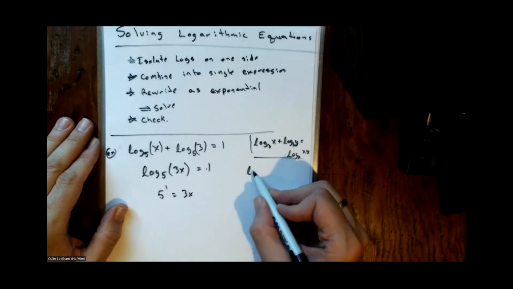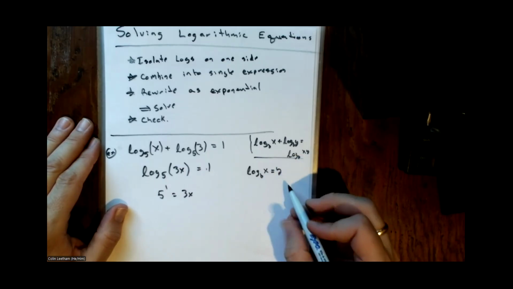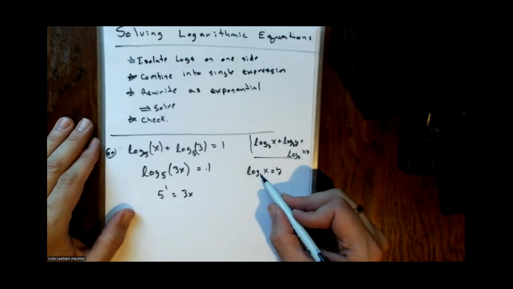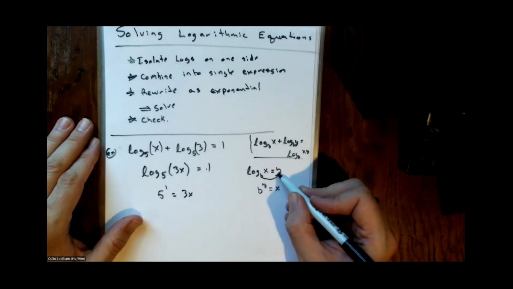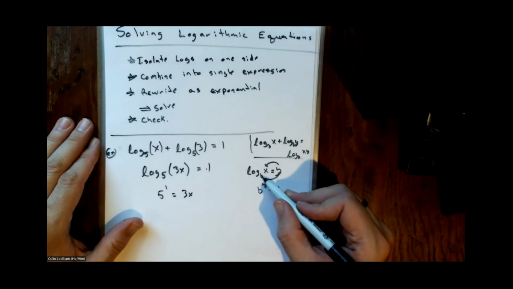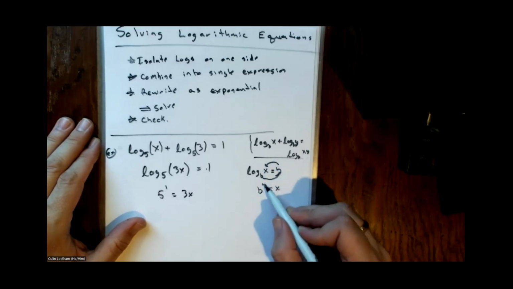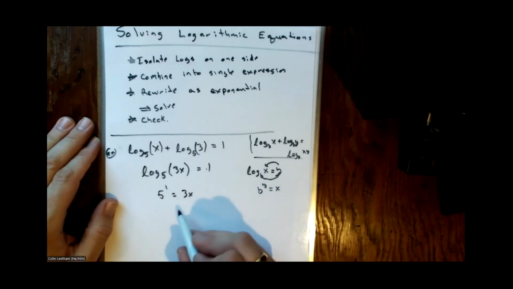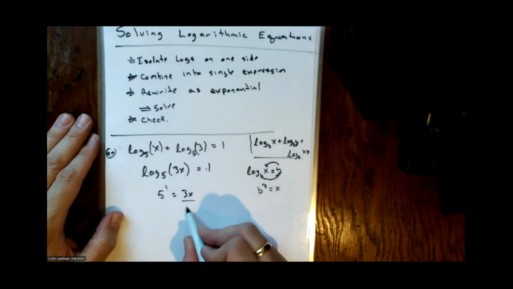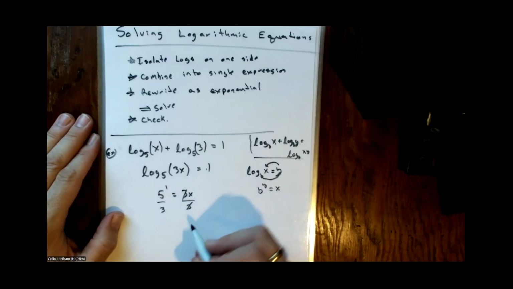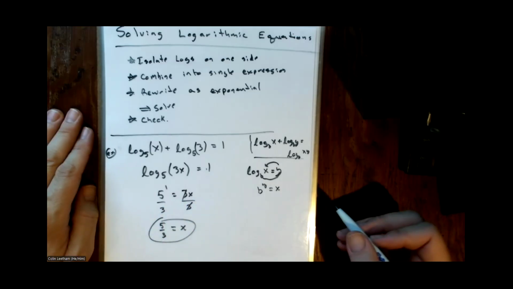So remember, if I've got log base b of x equals y, then I'm going to rewrite that as b to the y is equal to x. So again, the base stays the base, the answer is our exponent, and that becomes the log argument. So here we go. From here, 5 to the first is just 5, and I just need to divide both sides by 3. So I've got 5/3 is equal to my x, and we're done right here.